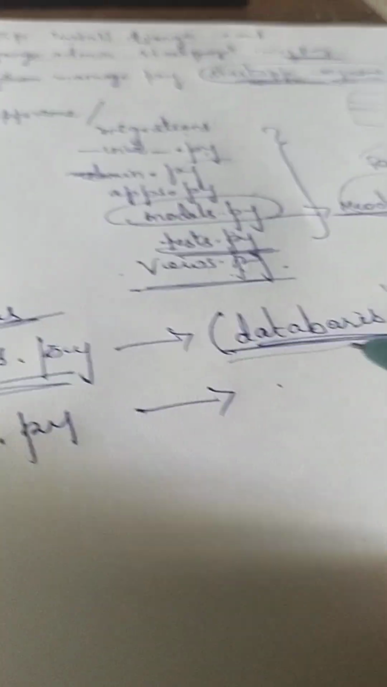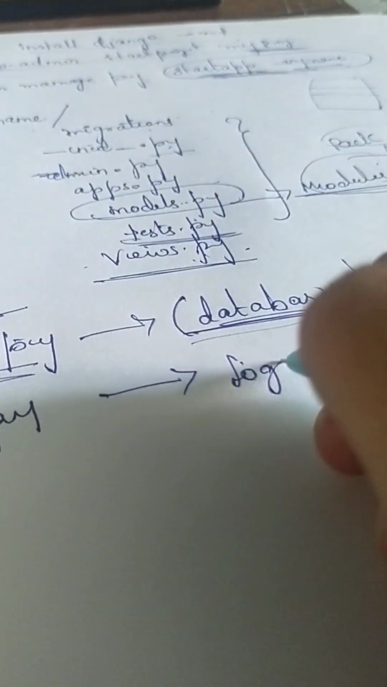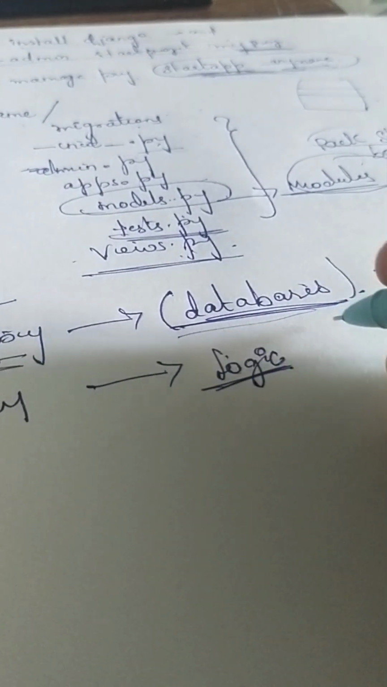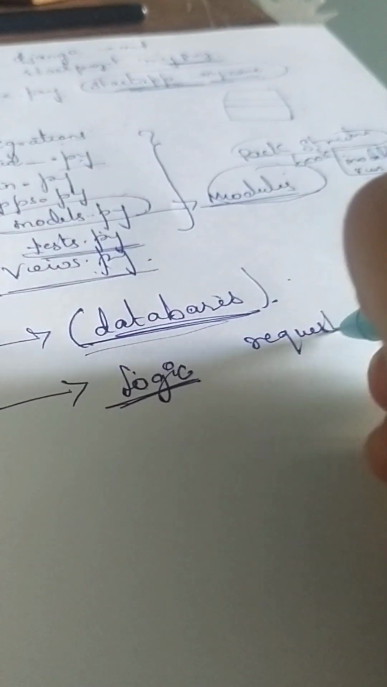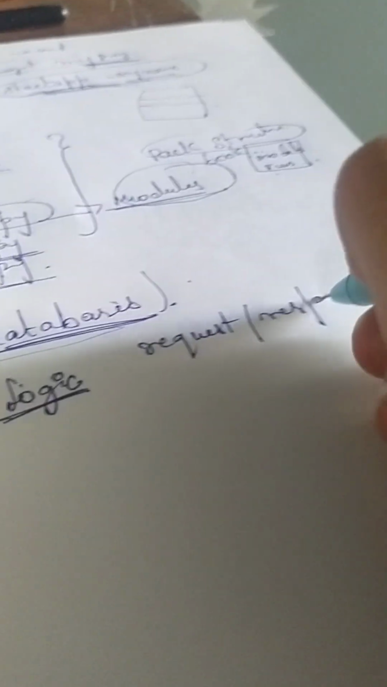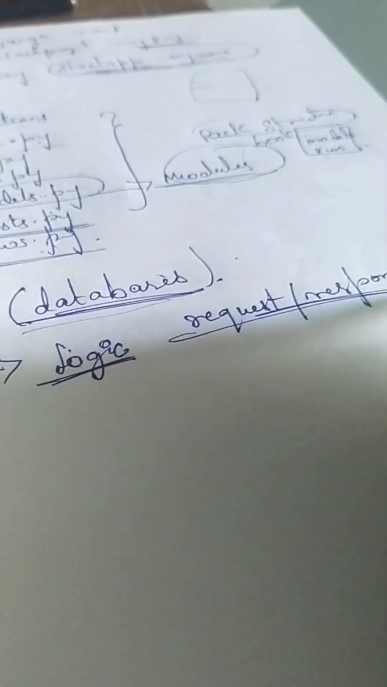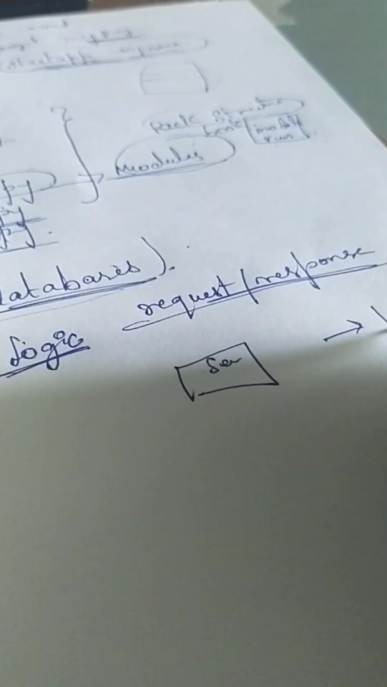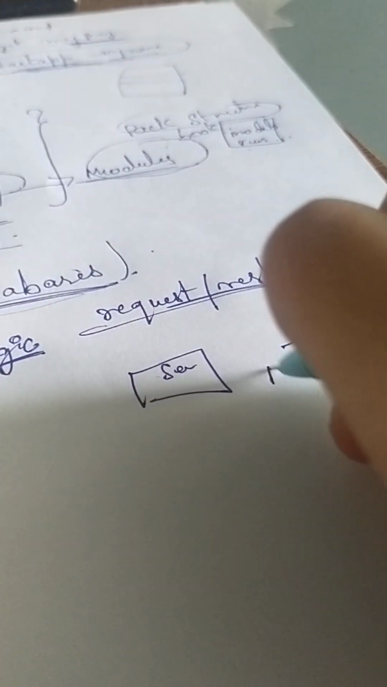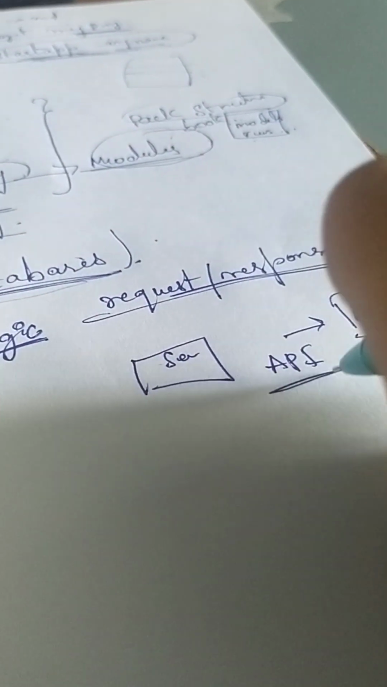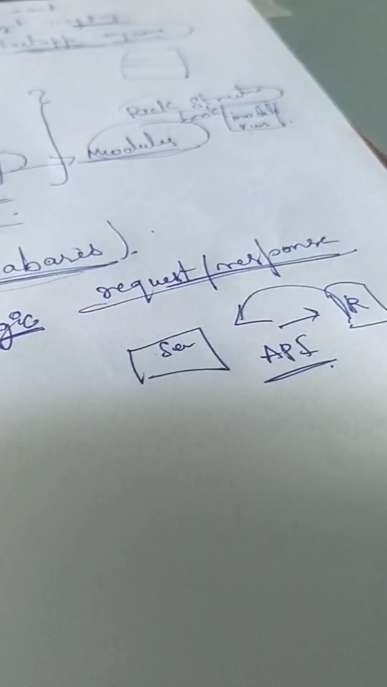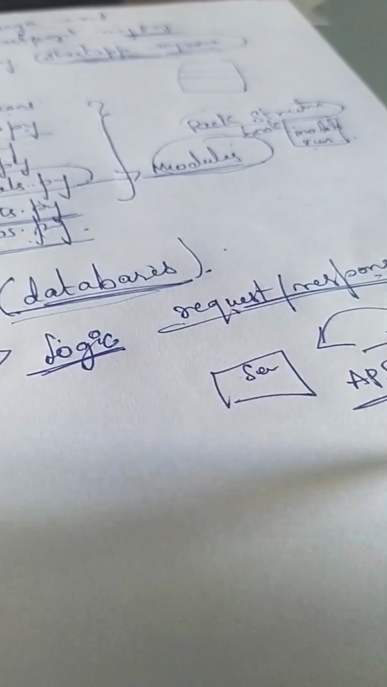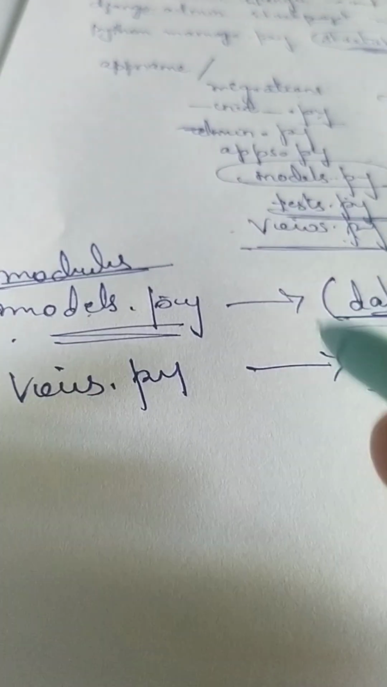Views contains all your logical part. For example, if you send a request to the server, you should get a response. That request-response logic works like this: the sender requests the receiver, it goes to the API, fetches the data, and then it is sent back to the sender by the receiver. All this request-response logic happens in your views.py.